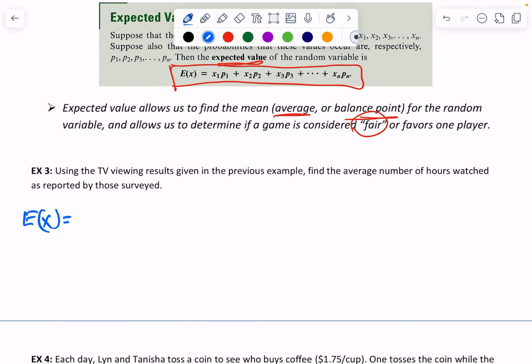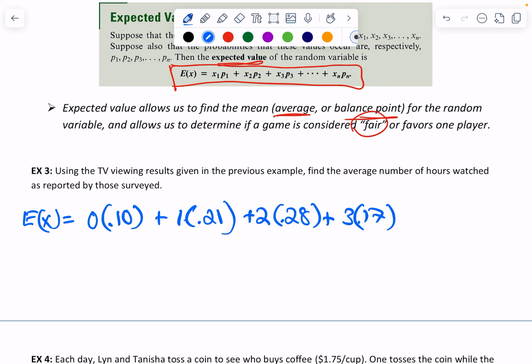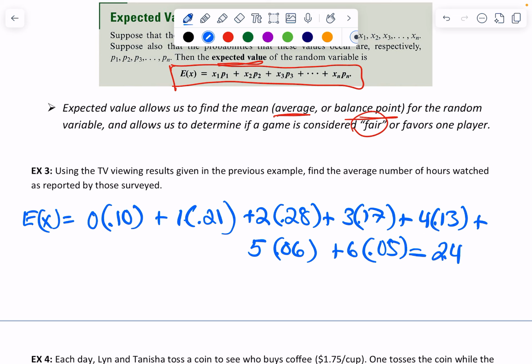So our E of x is going to be 0 times 0.10 plus 1 times 0.21 plus 2 times 0.28 plus 3 times 0.17 plus 4 times 0.13 plus 5 times 0.06 plus 6 times 0.05. And that adds up to 2.4 hours. So that is the average number of hours watched as reported by those surveyed. Okay, next example here.